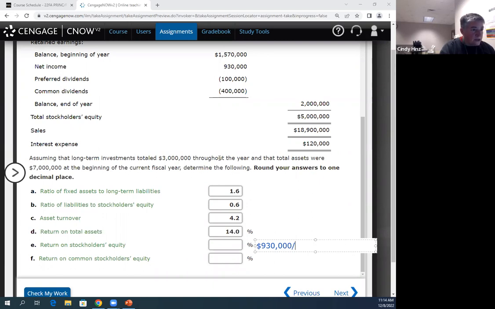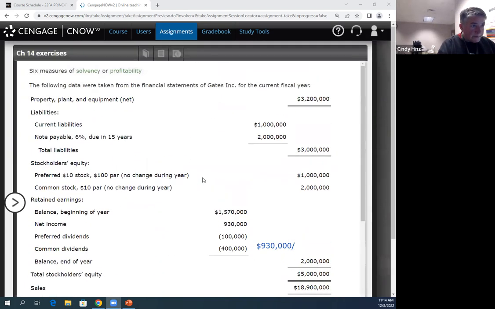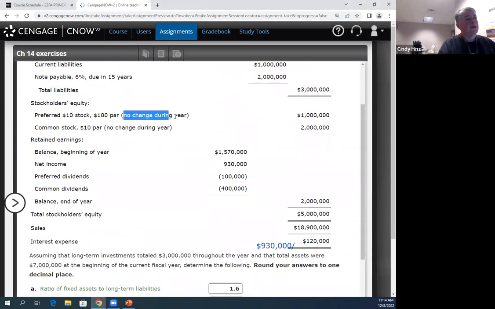If nothing changed with their... I want to scroll up here. Okay, there it is. So that's what I was looking for. Did their contributed capital change during the year? And it tells us it did not.